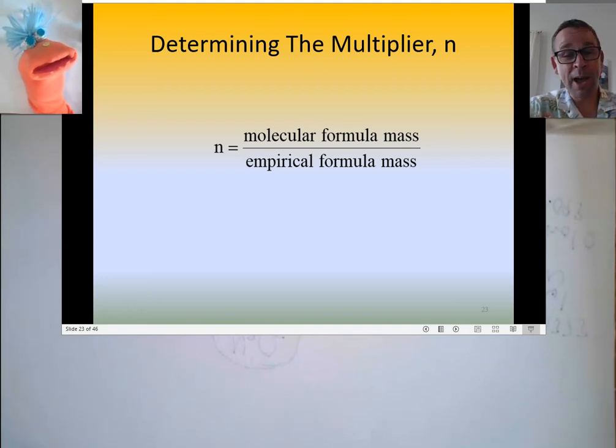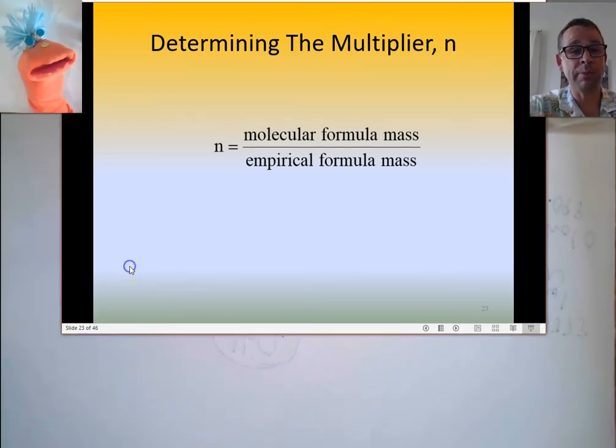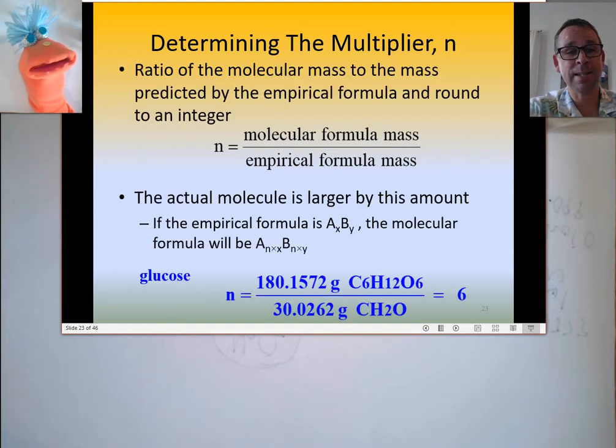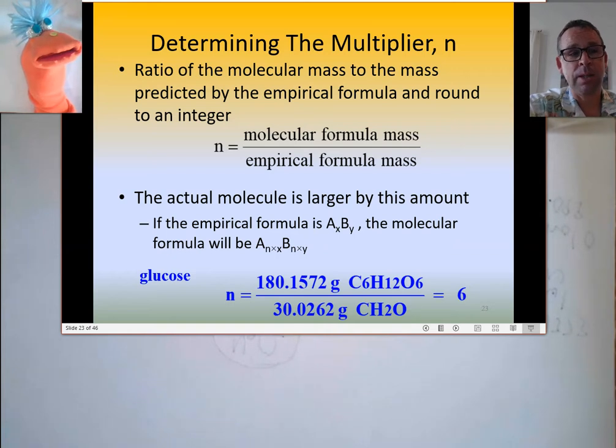All right, so after you have the empirical formula, we have to remember that there is a multiplier that exists between the empirical formula and the molecular formula. Remember, the empirical formula is the simplest whole number ratio, but the molecular formula, there's a multiplier between them.